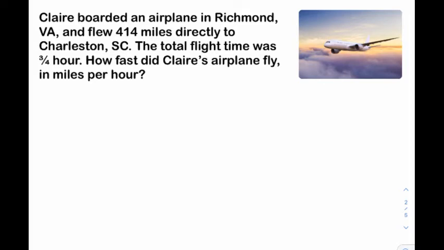So let's take the important information from the problem. The airplane flew 414 miles, and it says the total flight time was 3/4 of an hour. So I'm going to represent this using a rate. 414 miles over 3/4 of an hour. The question is asking the speed of the airplane per hour, and per means 1. So we're looking for the miles in 1 hour.